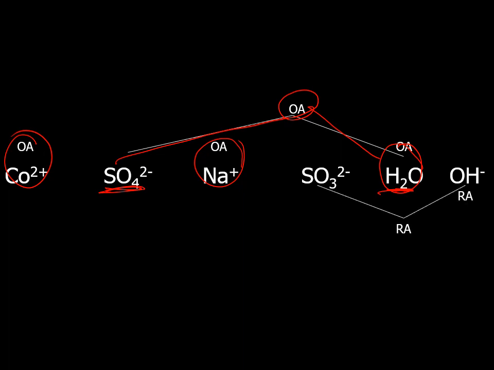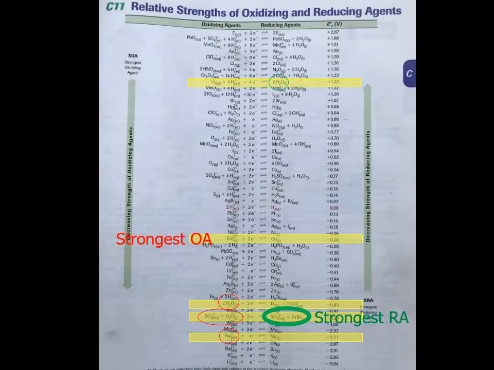And then for reducing agents, we can see that our hydroxide can act as a reducing agent, and our sulfite, when it's with hydroxide, not by itself, but when it's with hydroxide, can also act as a reducing agent, labeling them as reducing agents there on the right-hand side.